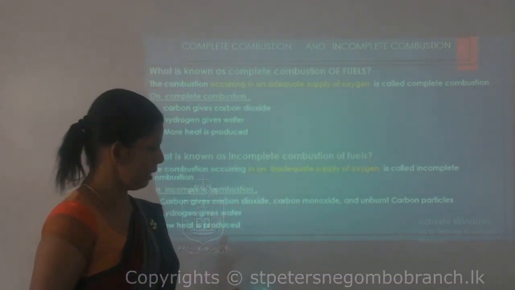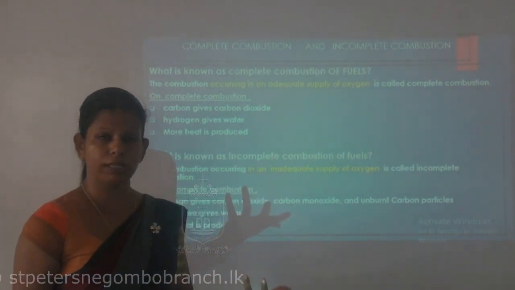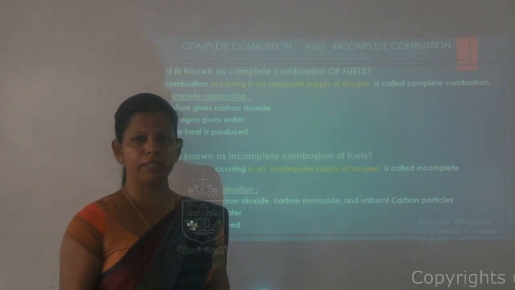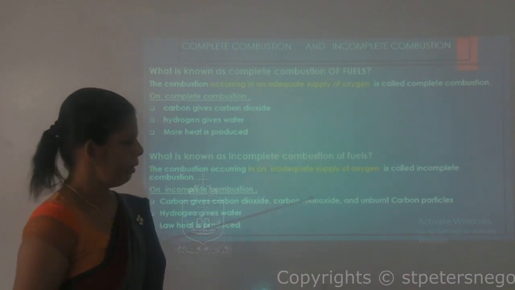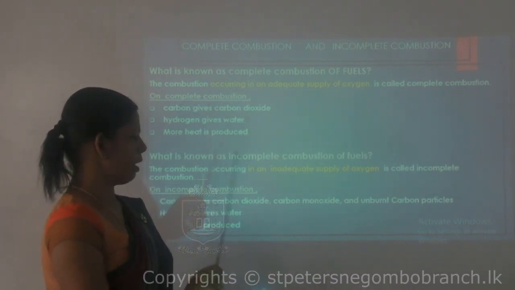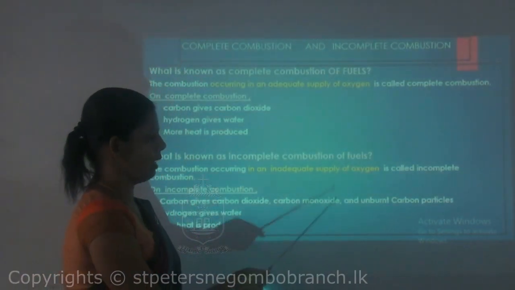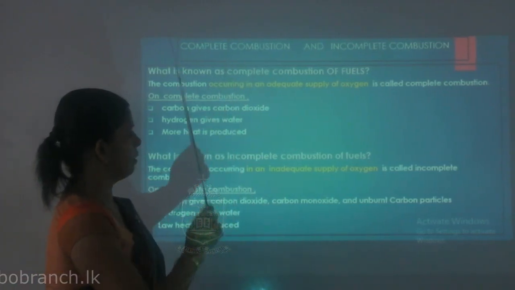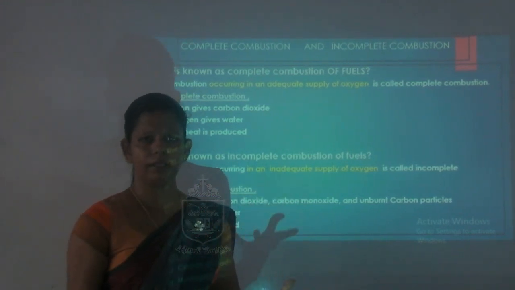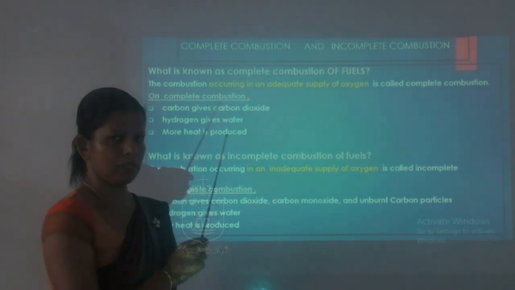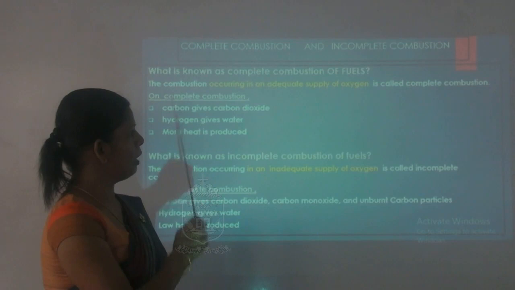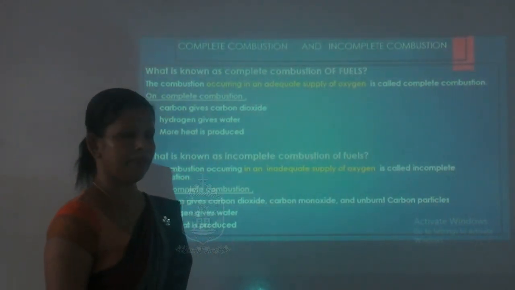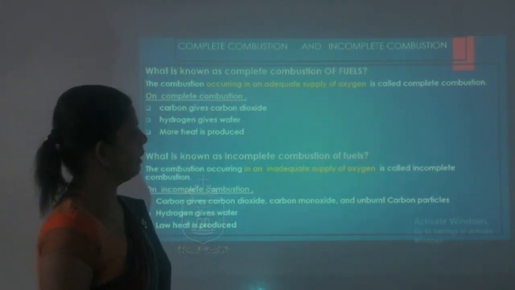Then we are going to talk about what incomplete combustion is. If the combustion occurs with inadequate oxygen, we name that incomplete combustion. Because of the incomplete combustion, carbon gives not only carbon dioxide but also carbon monoxide and unburned carbon particles. Hydrogen gives water, same as in complete combustion. Low heat is produced. When comparing complete and incomplete combustion, we get more heat from complete combustion than from incomplete combustion. So that is complete combustion and incomplete combustion.